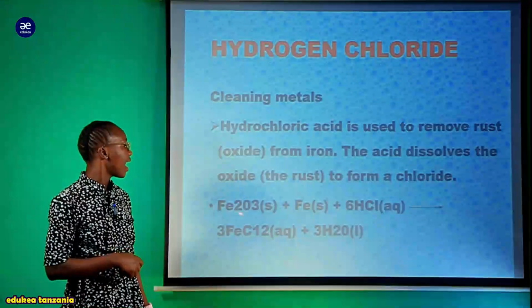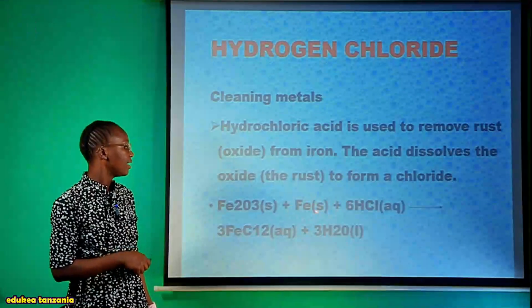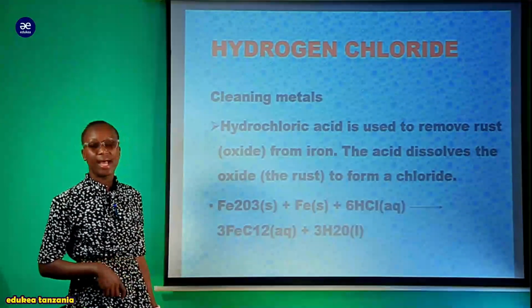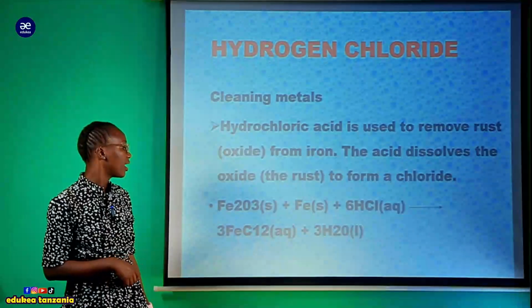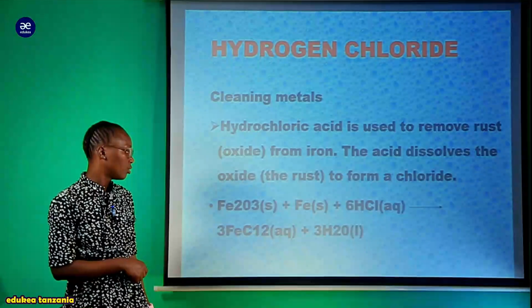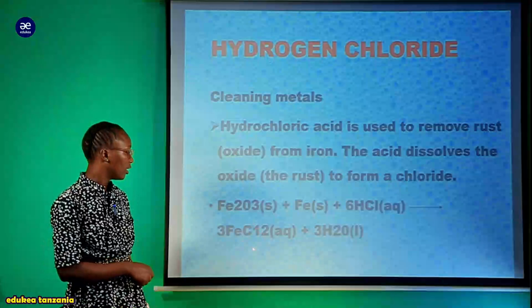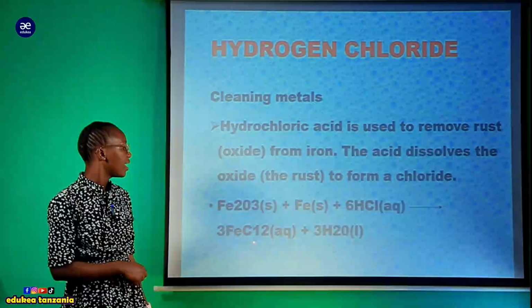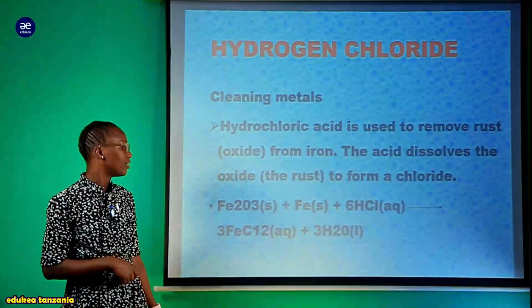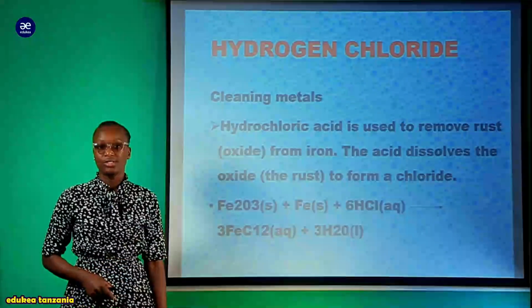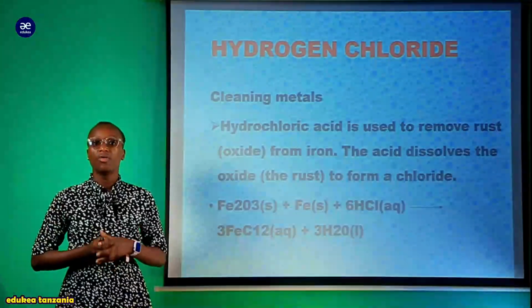Now this is the iron oxide, so this is the oxide of metal, plus the hydrochloric acid. What are we going to get here? Our product, we are going to get the iron chloride. Sorry my students, kuna typing error imetokea hapa. Instead of one, it is yellow, chlorine, see yellow. So this is the iron chloride. So we are going to have the chloride of metal, so we are going to have the iron chloride plus water. So that is how the hydrochloric acid is used in cleaning of metals.